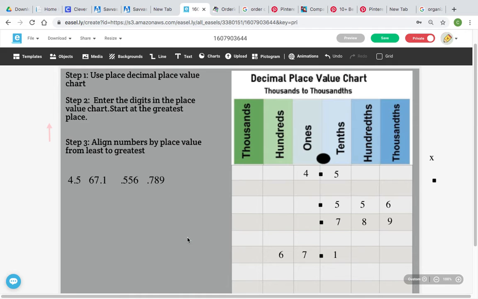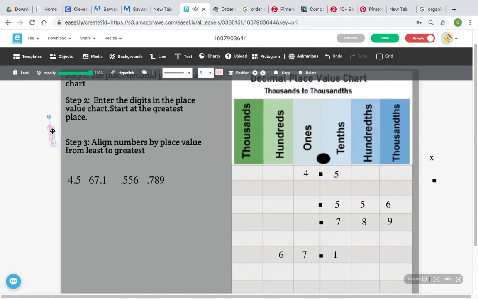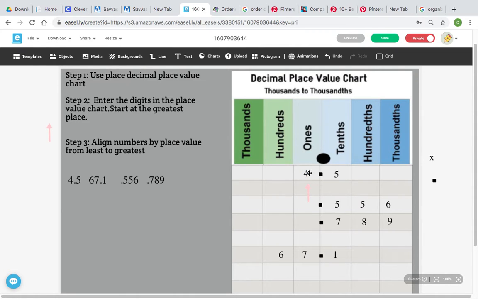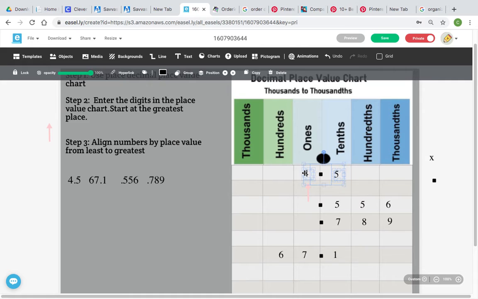The next digit I look at is the numbers that fell under the ones place value. And I noticed that the only number that fell under the ones value is 4. That means that of all the numbers that are left, 4 decimal 5 is the greatest, the biggest number compared to decimal 556, decimal 789. So I'm going to bring it just before 67 decimal 1.